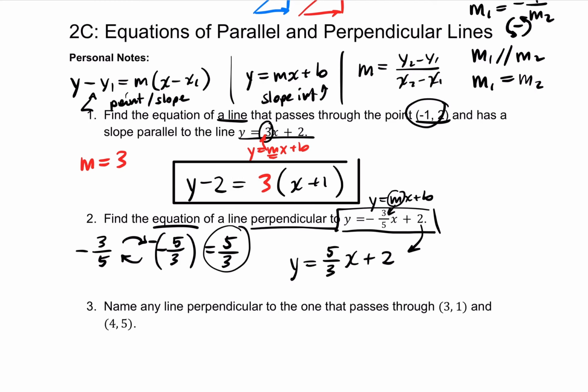I could pick 3. I could pick 10. I could pick 214. It doesn't really matter, as long as the slope is the opposite reciprocal of this line's slope. In fact, I could even pick pi squared, or e to the i pi. Anything you wanted to pick for this number. It could be anything in the world. It could be any number.